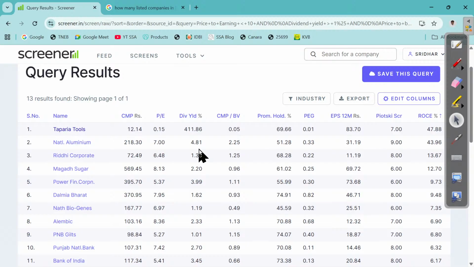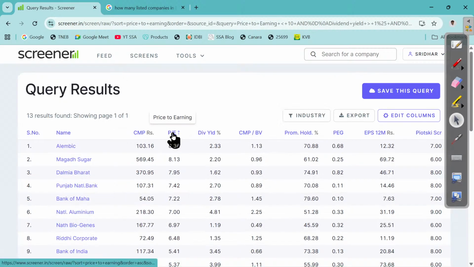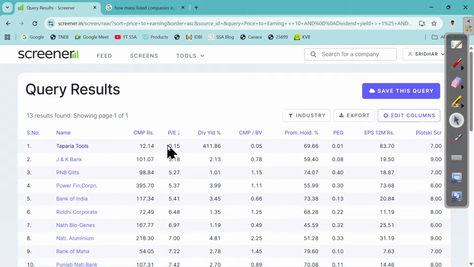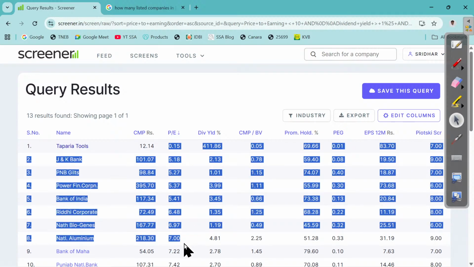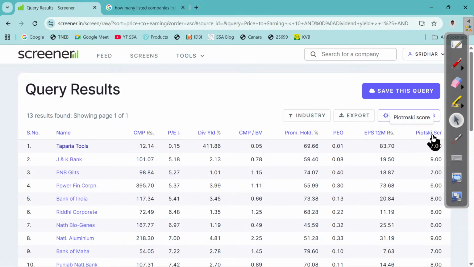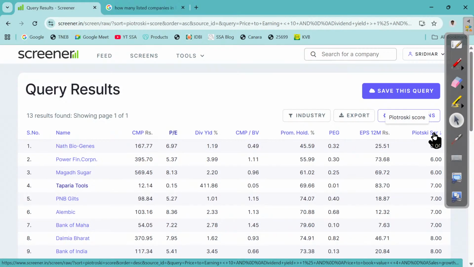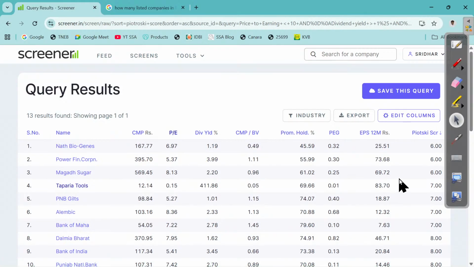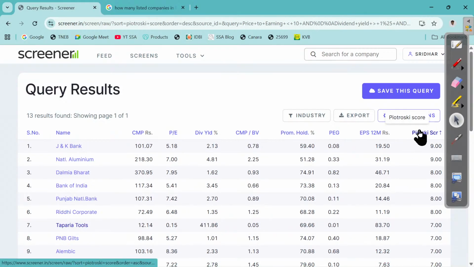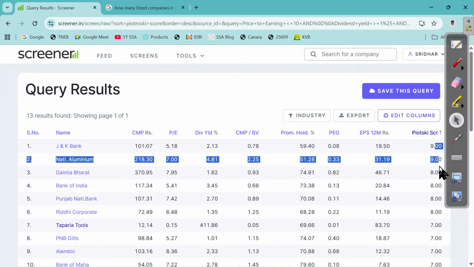Now dividend yield should be higher and P/E should be lower. So you can click this way. It will now start posting the lowest P/E onwards. And Piotroski should be a higher number. So I click this. Now it is arranged in descending and ascending order. So now it is a descending order. If it is 9, this is a strong company. JK Bank and National Aluminium being strong companies. The maximum score that we can get in Piotroski being 9.